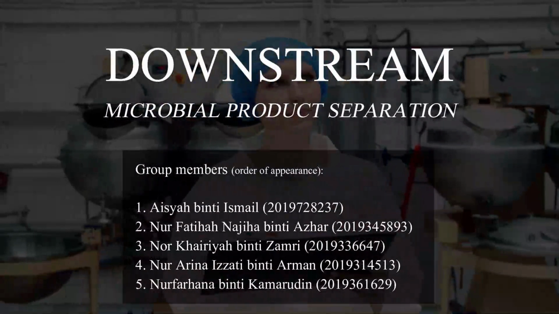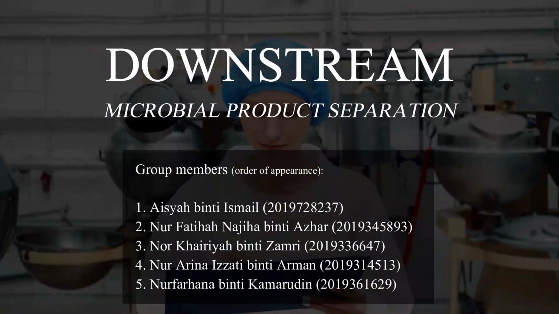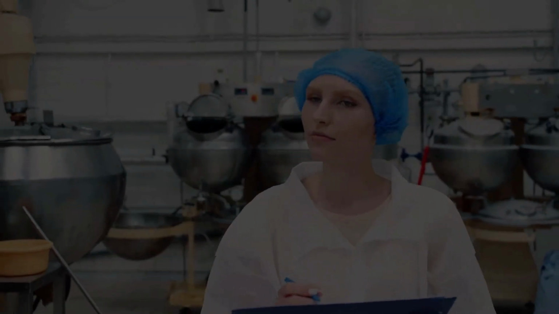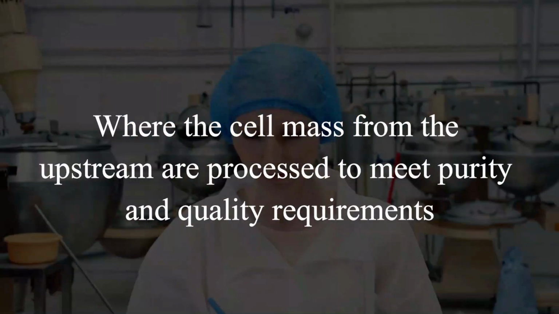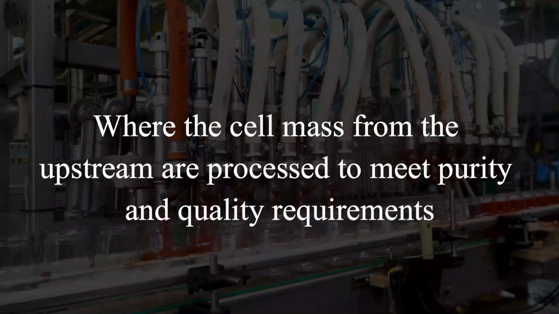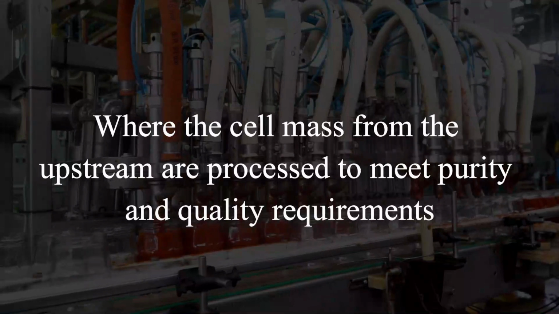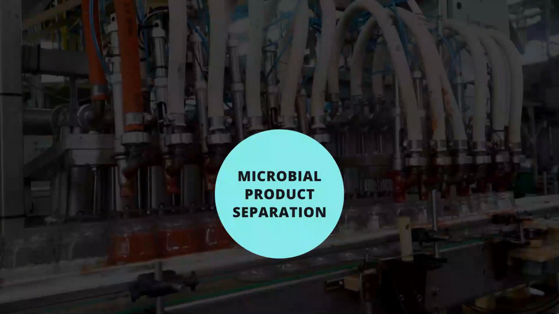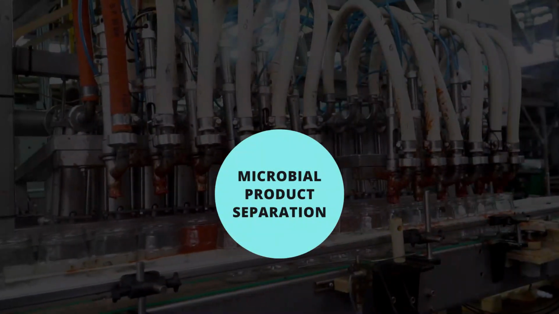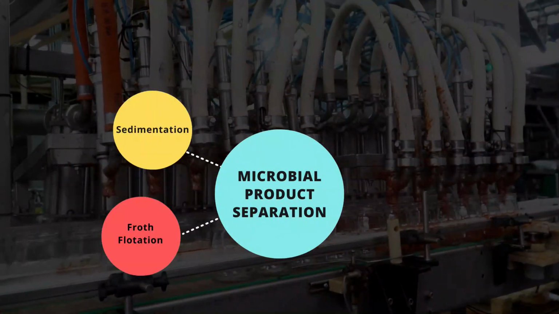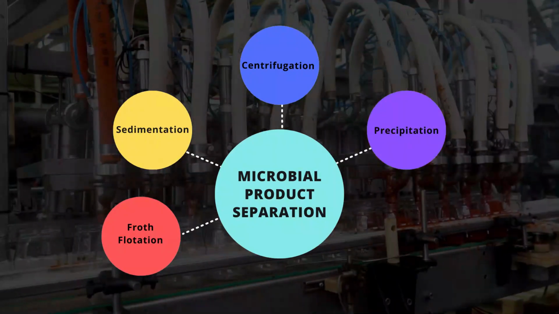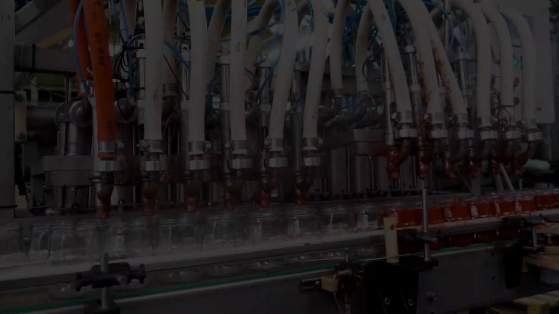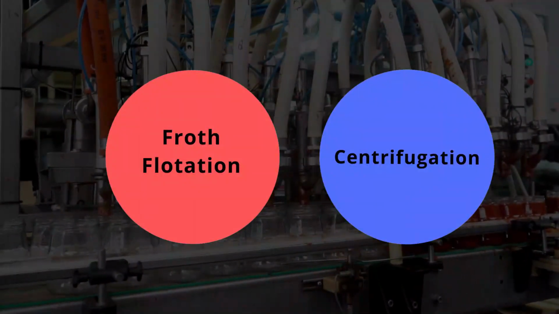Hi, in this video, we will share with you guys about downstream processing, focusing on microbial product separation. What is downstream processing? Downstream processing is where the cell mass or products from the upstream are processed to meet purity and quality requirements. There are several typical operations used in microbial product separation, which are froth flotation, sedimentation, centrifugation, precipitation, and filtration. We're going to focus on two operations, which are froth flotation and centrifugation.